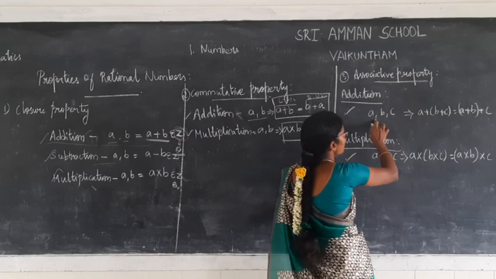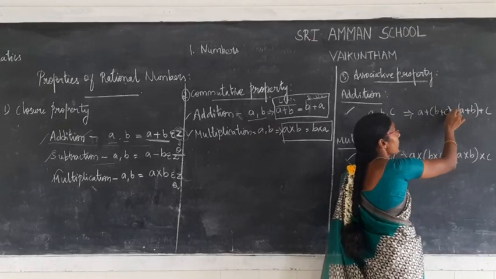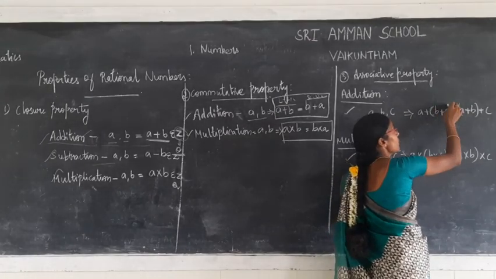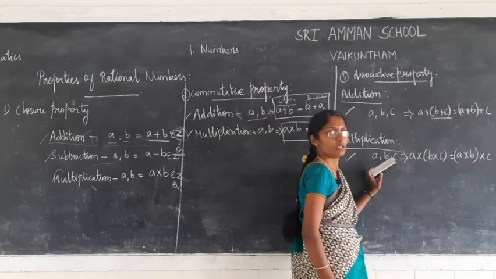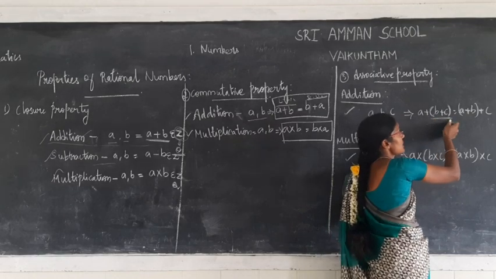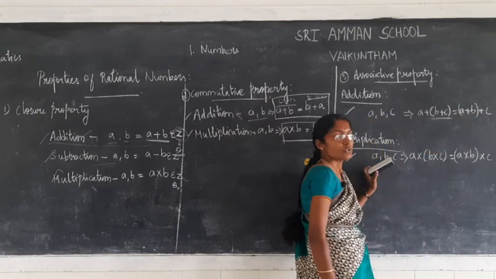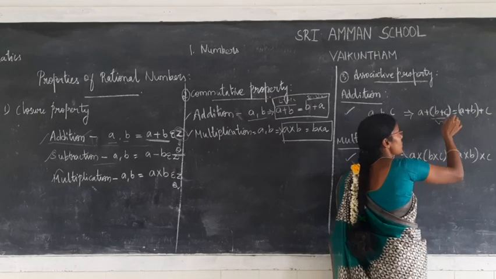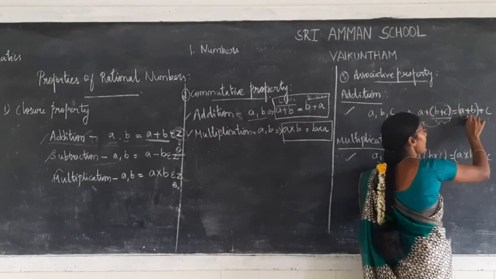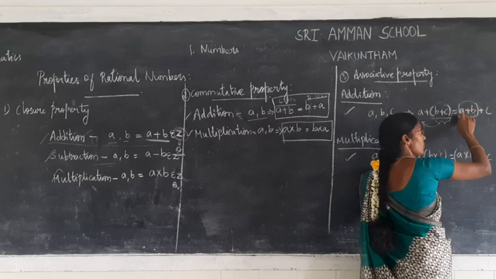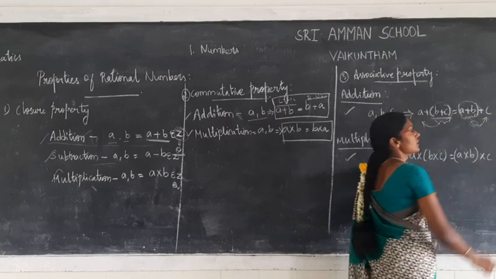For any 3 numbers a, b, c: (a plus b) plus c equals a plus (b plus c). What do we use this bracket for? We use this bracket for giving priority. Here we are giving priority to b plus c. First we have to do this and then add a. But here we add a plus b first, and then the resulting answer will be added with c.